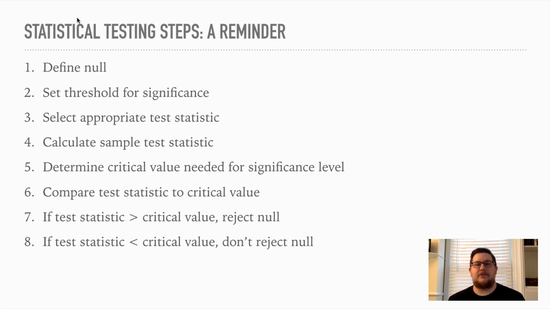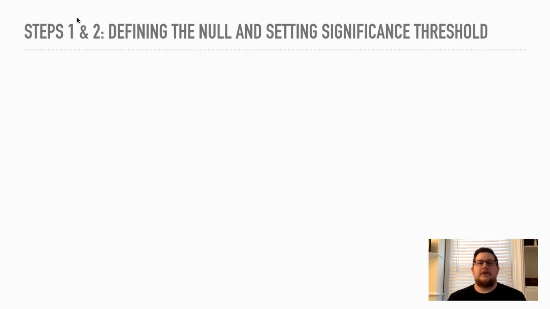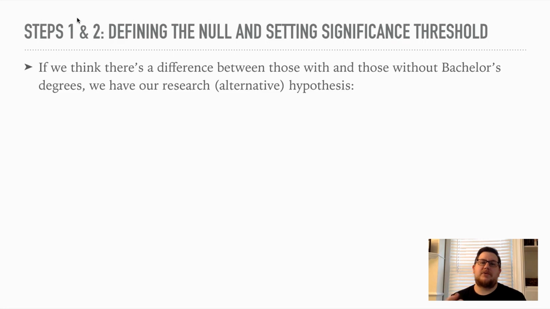So just a reminder of those 8 steps. It's really 7 steps. If you reject the null, then it's 1, 2, 3, 4, 5, 6, 7. If you don't, it's 1, 2, 3, 4, 5, 6, 8. So steps 1 and 2. Let's say we think there's a difference between those with and without a college degree, here defined as bachelor's degrees, not associates. We have our research or alternative hypothesis.